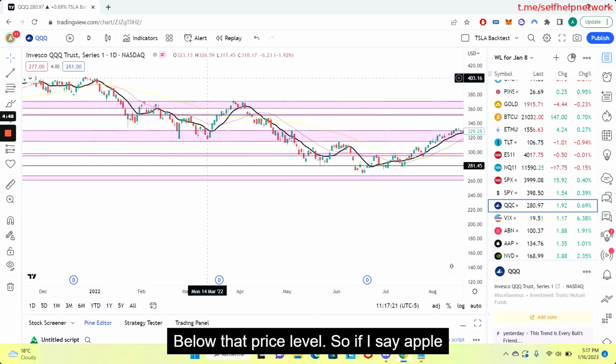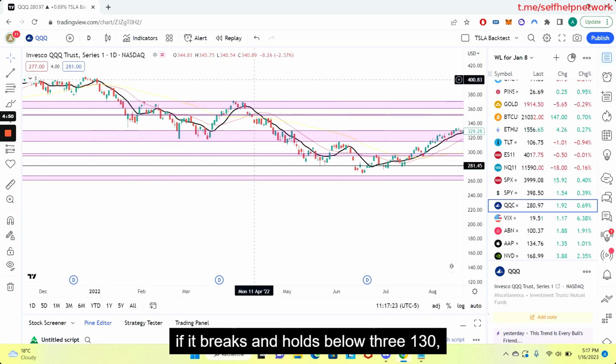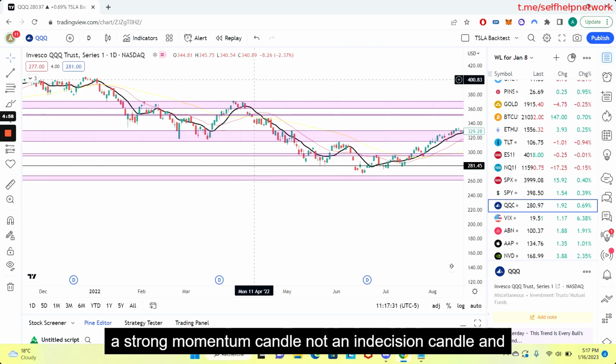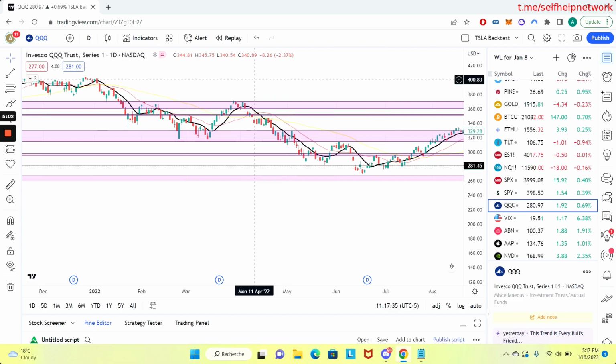So if I say Apple, if it breaks and holds below 130, it can go to 125. Then you would look for an hourly candle below 130, which is a strong momentum candle, not an indecision candle and not a rejection candle.